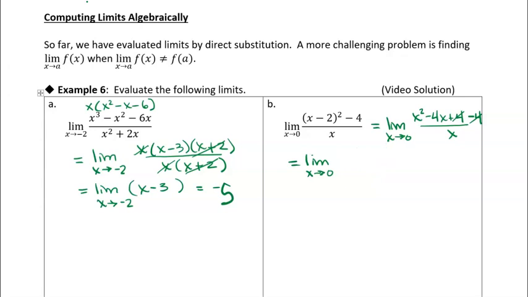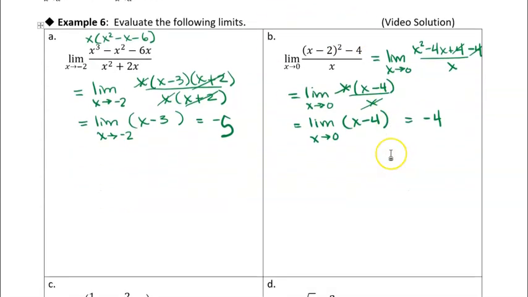And now you can see, as long as we're not going directly to 0, then we can cancel these x's, because we're not going to go directly to 0. We're going to sneak up on it. So everywhere else, the function looks like x minus 4. And now we can do direct substitution, and we'll get -4. All right, that's all there is to it. It's just some algebra, and that's a little simplification.